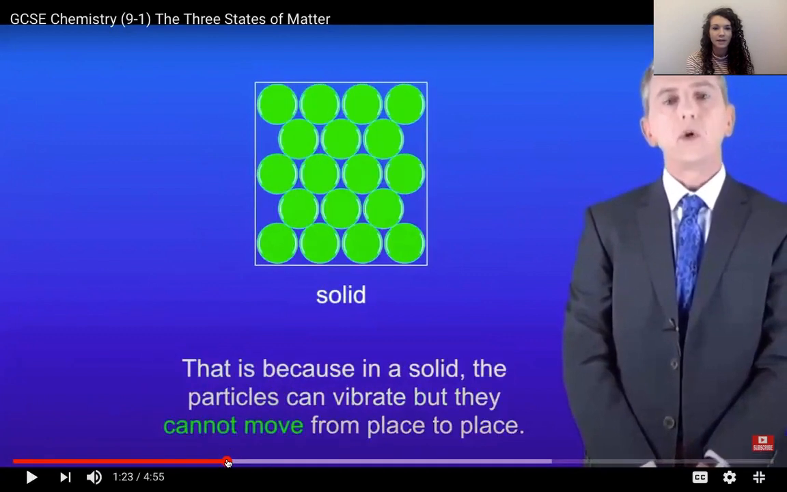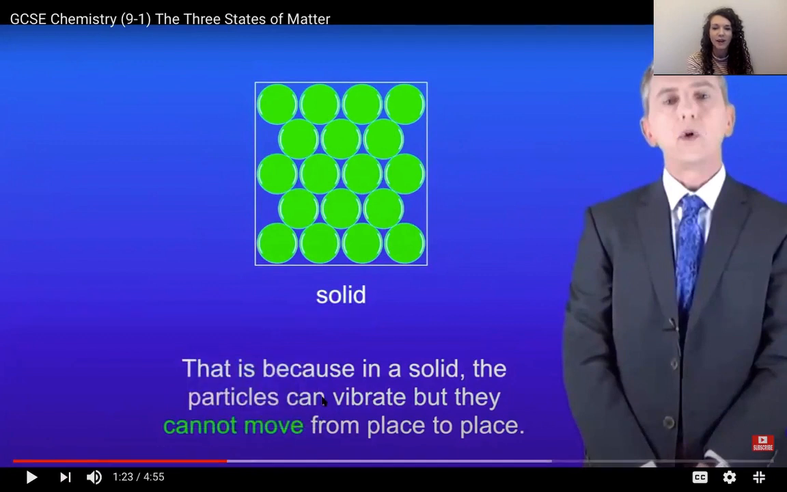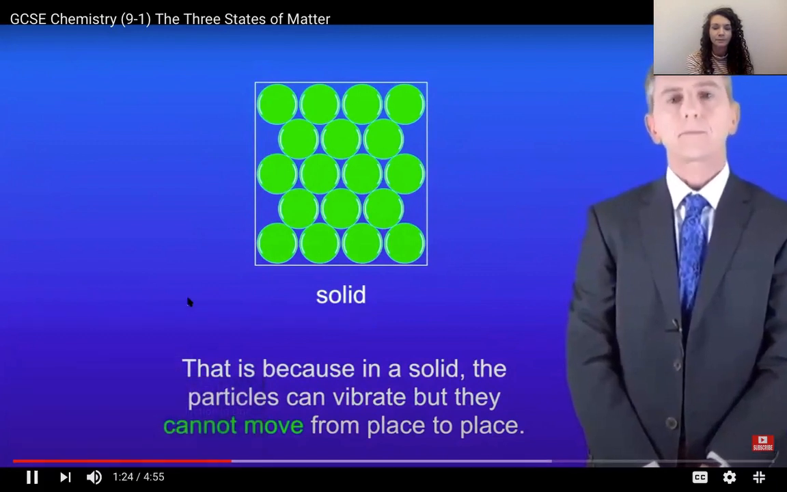Just go back one sec. So in a solid, the particles don't have very much energy. They've got the lowest energy in all the states of matter. So they're not moving around much, they're just vibrating. Okay, so they can't move from place to place, they can only vibrate in a fixed position.